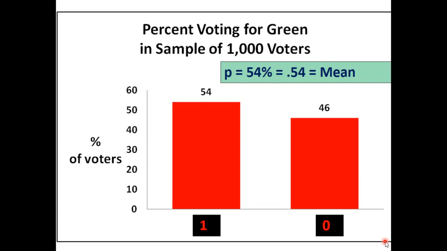With the Bernoulli variable, P is also equal to the mean. So if we add up all the zeros and ones for the 1,000 voters and then divide by 1,000 to get their mean, it will turn out to be 0.54.